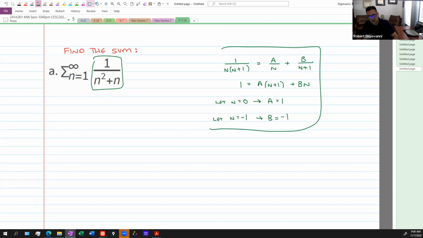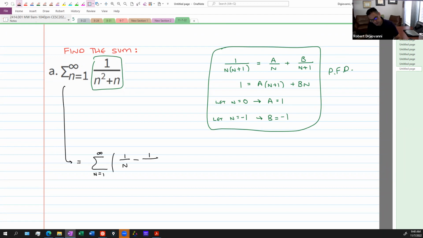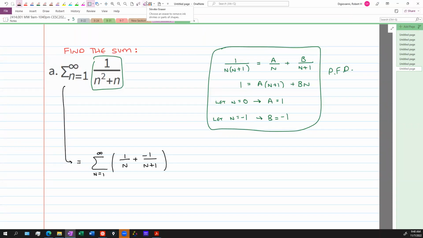So I'm trusting that you can do this, right? Partial fraction decomposition. I trust that you can do that on your own, right? Now what I'm going to do next is rewrite this as the sum from n equals 1 to infinity, and I'm going to use what I just got over there: 1 over n plus negative 1 over n plus 1. Do y'all agree that that's the same thing written out, just with the partial fractions? Mm-hmm. Right.